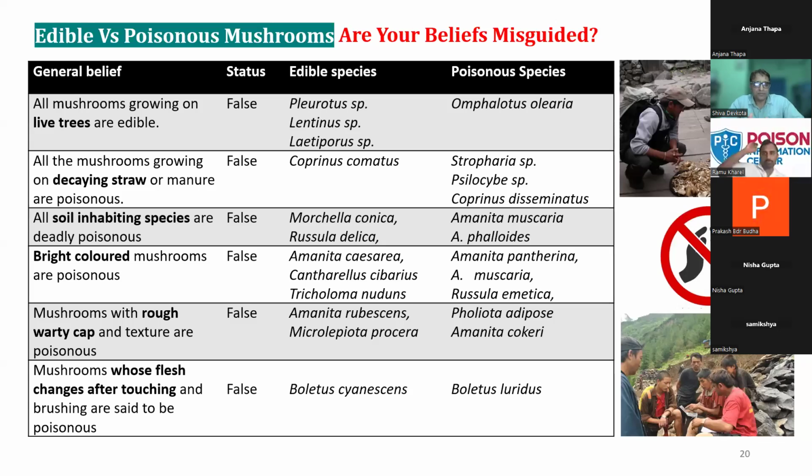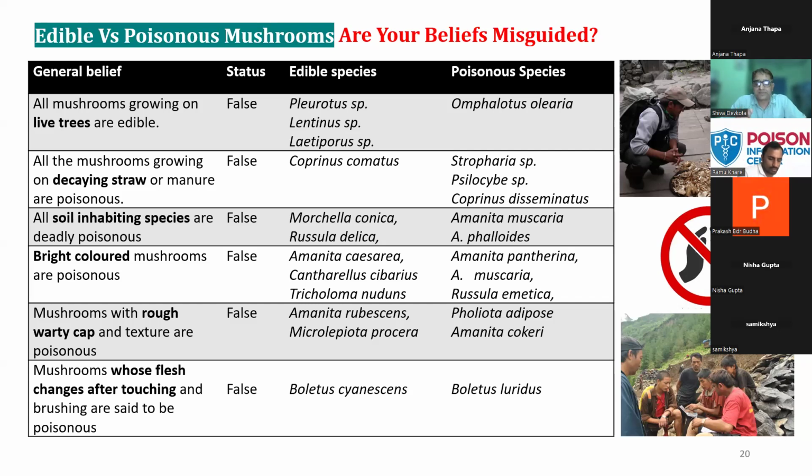Some people believe that brightly colored mushrooms are poisonous, but that's not the case. Mushrooms with rough, warty caps and texture are said to be poisonous, but that's not the case. And people believe that mushrooms whose flesh changes after touching and brushing are poisonous, and that's not the case either.